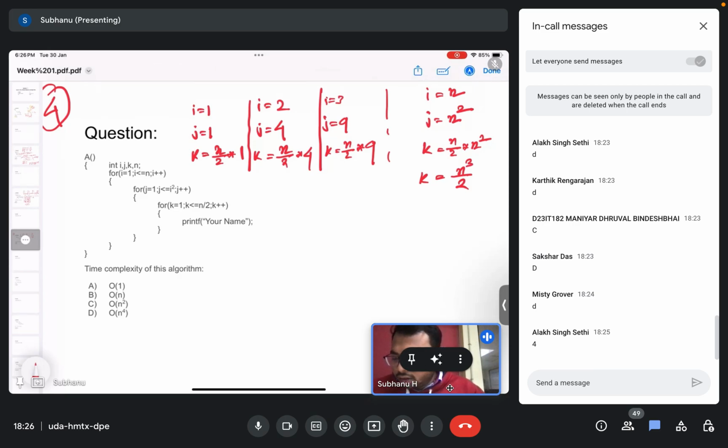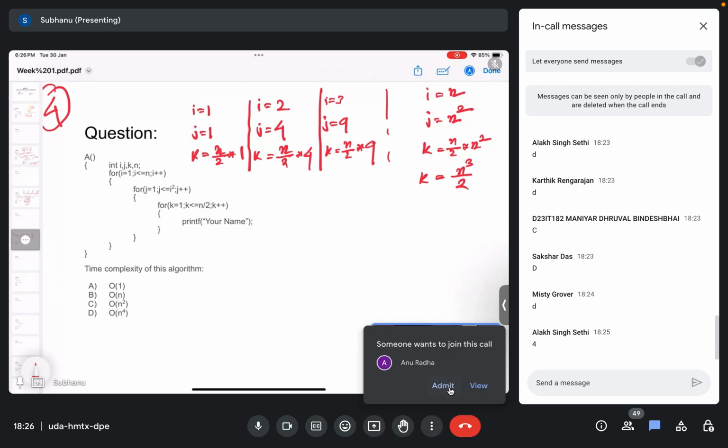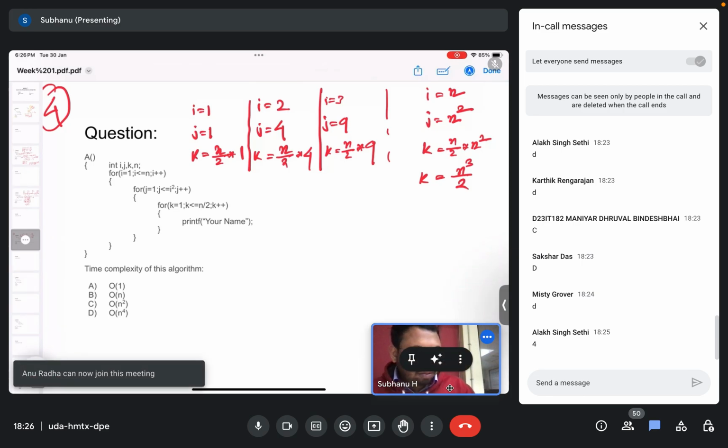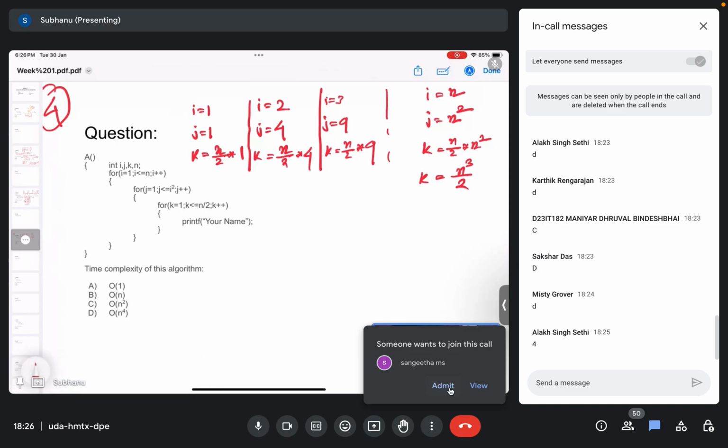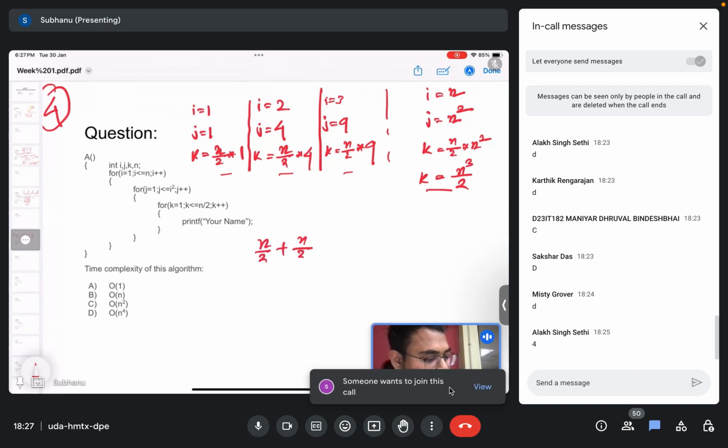So I got the k value as n cube by 2, but some people are giving the answer n to the power 4. But why is that n to the power 4? Because it will run from i is equal to 1 to n, so n times. So I also have to add this: n by 2 plus n by 2 into 4 plus n by 2 into 9 plus up to n cube by 2.